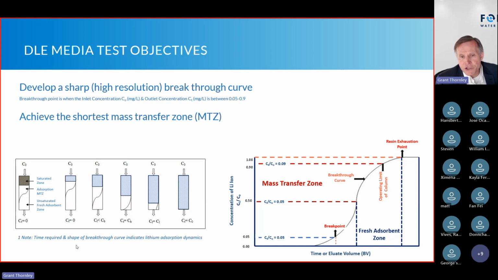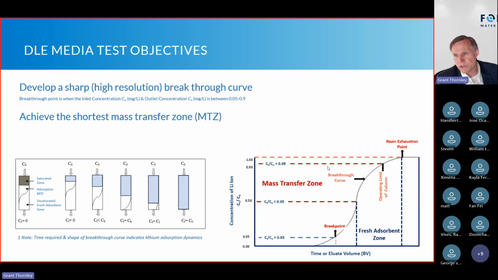The time and the shape of the breakthrough curve indicate the absorption dynamics. So this is critical. If it flattens out, then okay, I want to shorten that inflection. Well, how do I do that? Maybe I change my temperature. Maybe I change my pH, and so on. So there's a lot of information in here, and this is what you're trying to get at. So I apologize for belaboring.